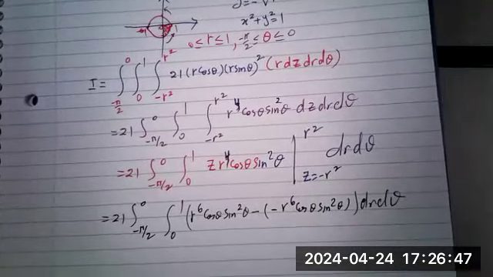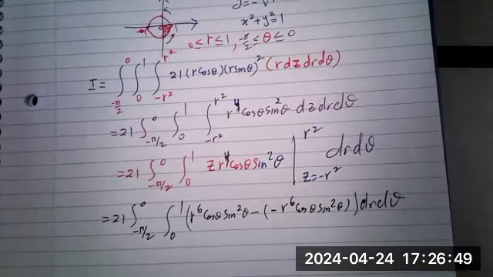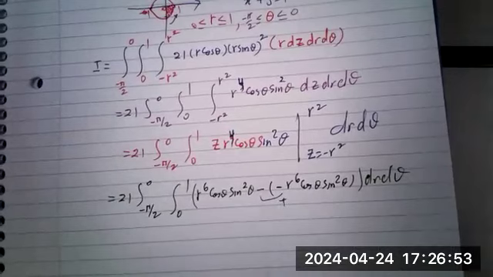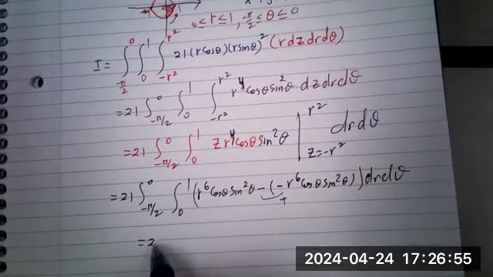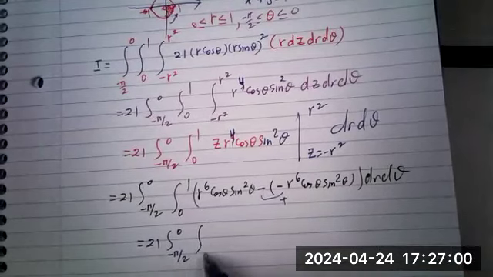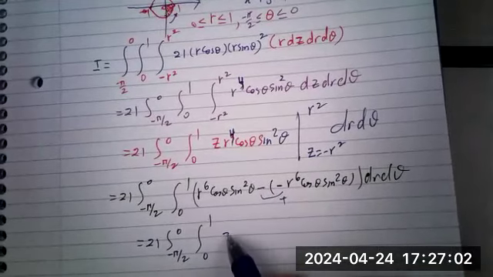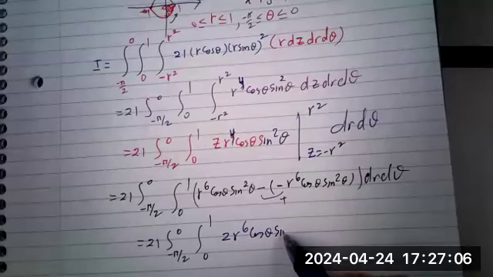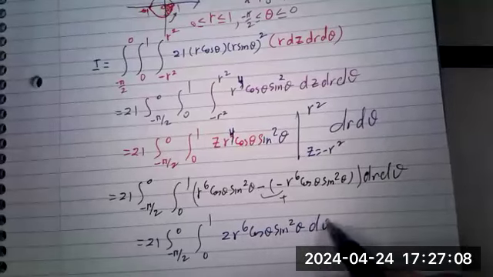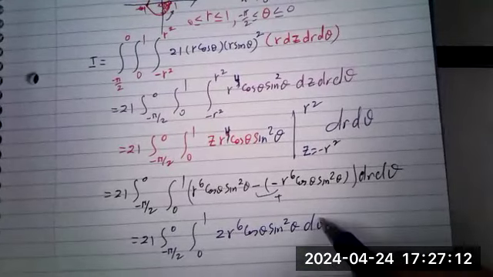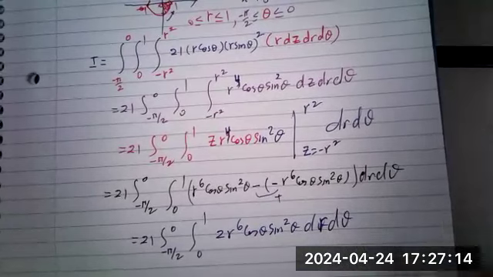Okay, we substitute for the z. So this negative would be positive. So adding these two together gives you a 2. So 2 times the integral from negative pi half to 0, 0 to 1. Then we get 2r to the 6, cosine theta, sine squared theta, dr d theta.